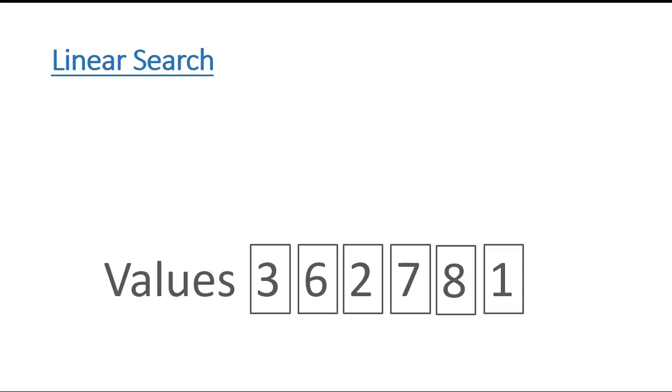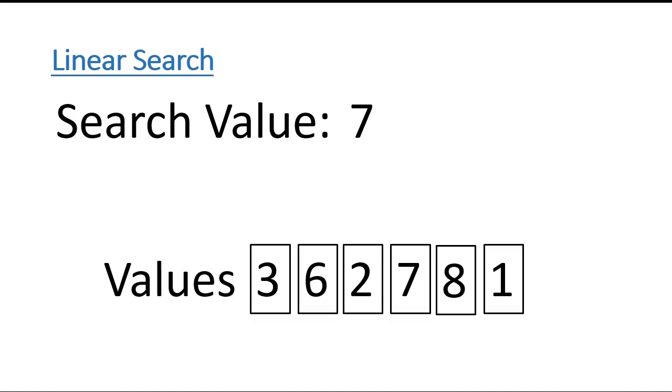Hello, in this video we're going to do an introduction to what's called a linear search. A linear search is a technique used to search a collection of elements for one specific element. So if we think of our list of elements as 3, 6, 2, 7, 8, 1, I can apply a linear search to search for the value of 7.